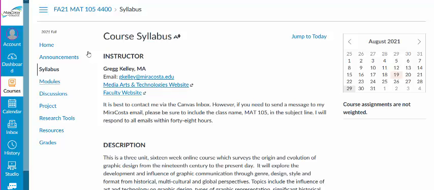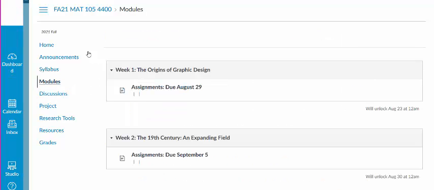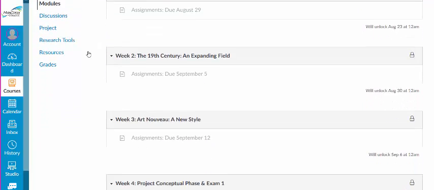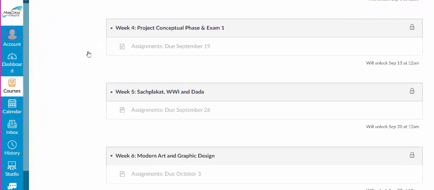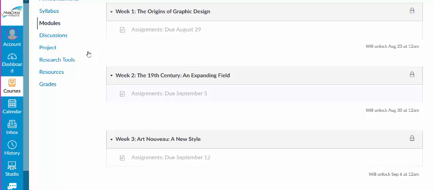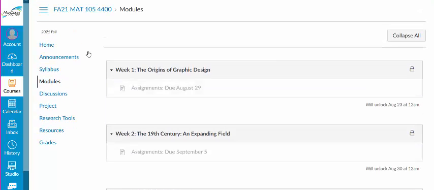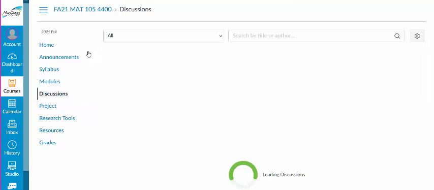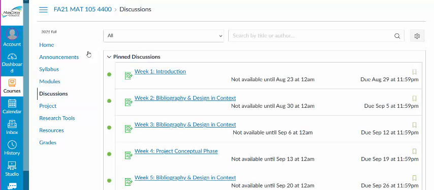Back to the menu, assignments can be found under the modules menu item. And here's a list of the assignments by week, and they will be available on Monday of each week. The discussion board is where you will post your assignments. And again, they will be available on the Monday of each week.